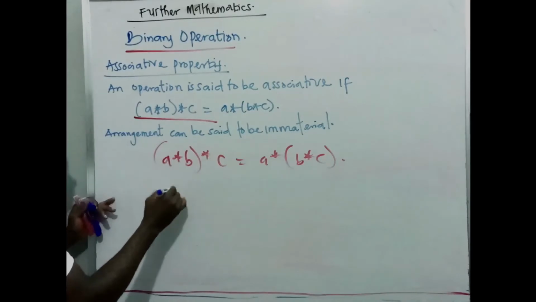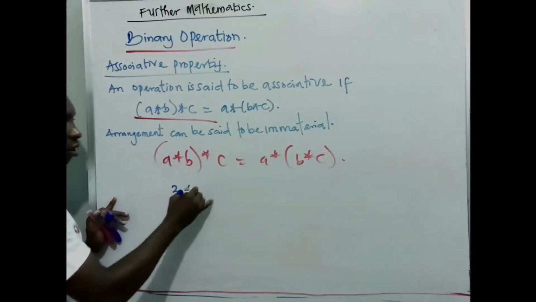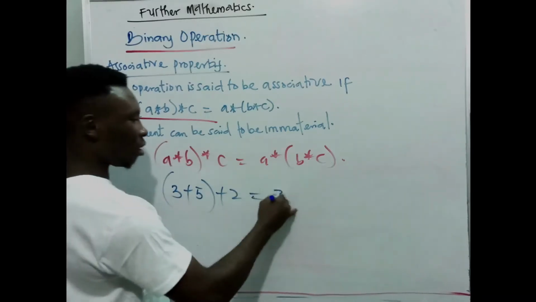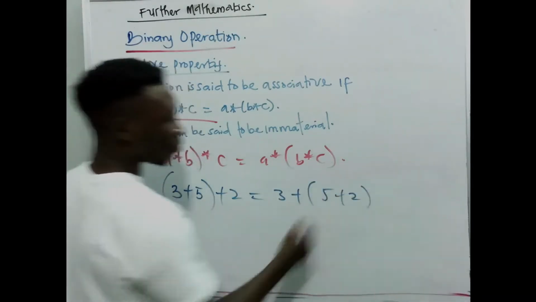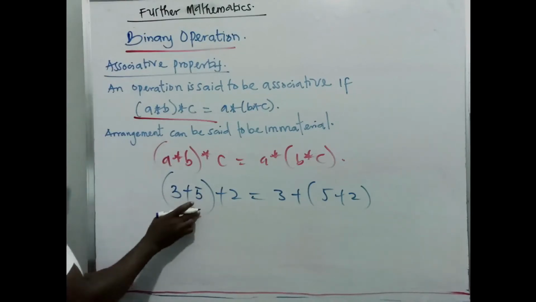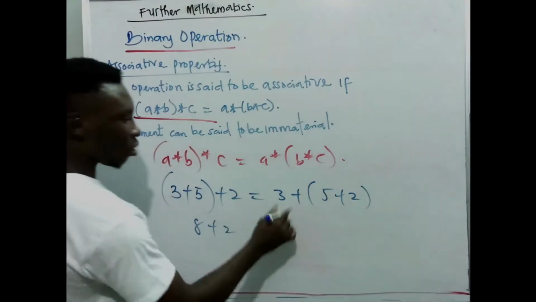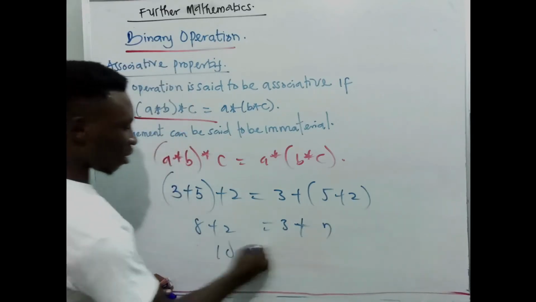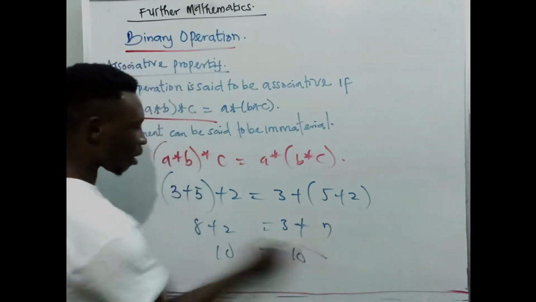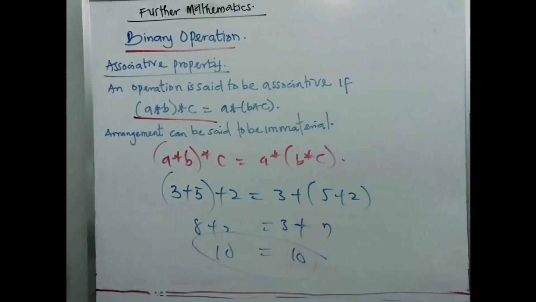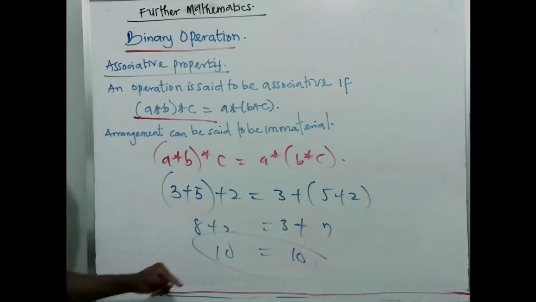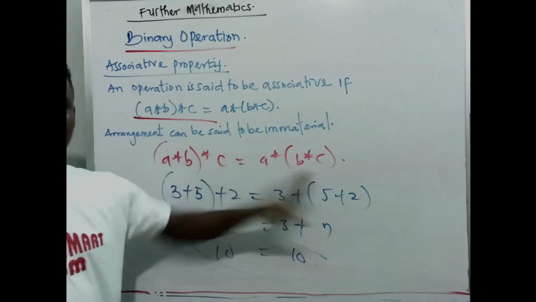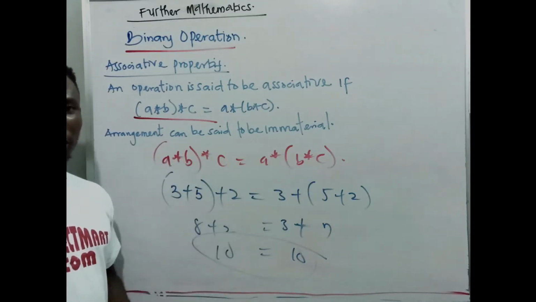Picking an example with numbers, if I say (3 plus 5) plus 2, is it the same as 3 plus (5 plus 2)? Now, 3 plus 5 gives me 8, and 8 plus 2 gives me 10. Then 5 plus 2 here gives me 7, and 3 plus 7 gives me 10. Since these two are equal, this particular expression is said to be what? Associative. As far as you can add them in this form, it is associative.